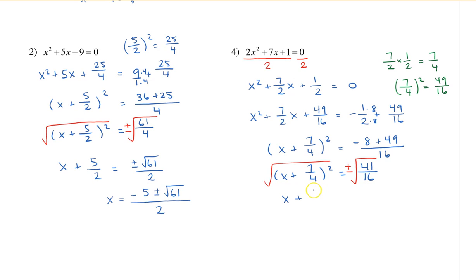So I have x plus 7 over 4 equals plus or minus root 41, which I cannot square root, but I can square root 16, which is 4. And notice again, I have both fractions that have the same denominator. So when I move the 7 over 4 to the right, all of this will be over the number 4 in the denominator. And this is how you solve by completing the square.